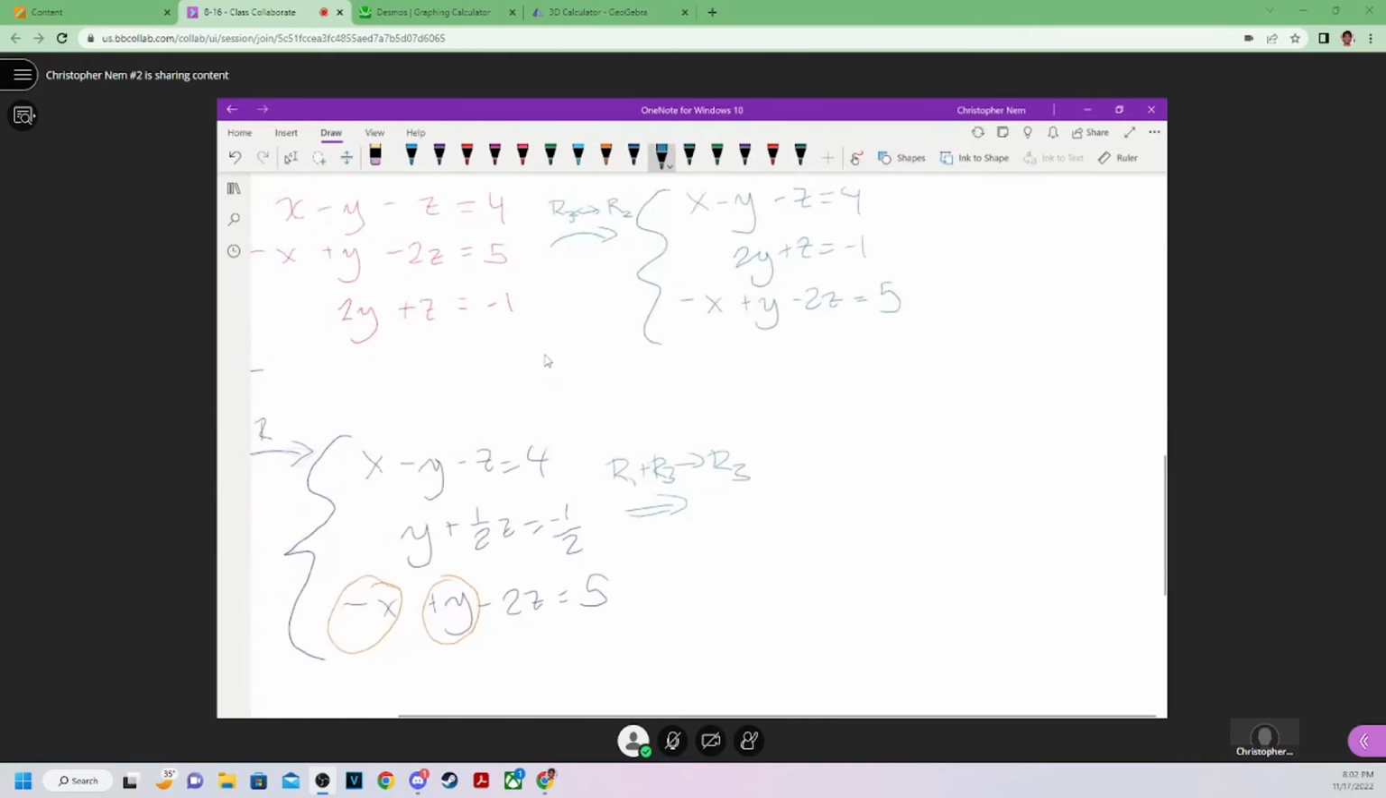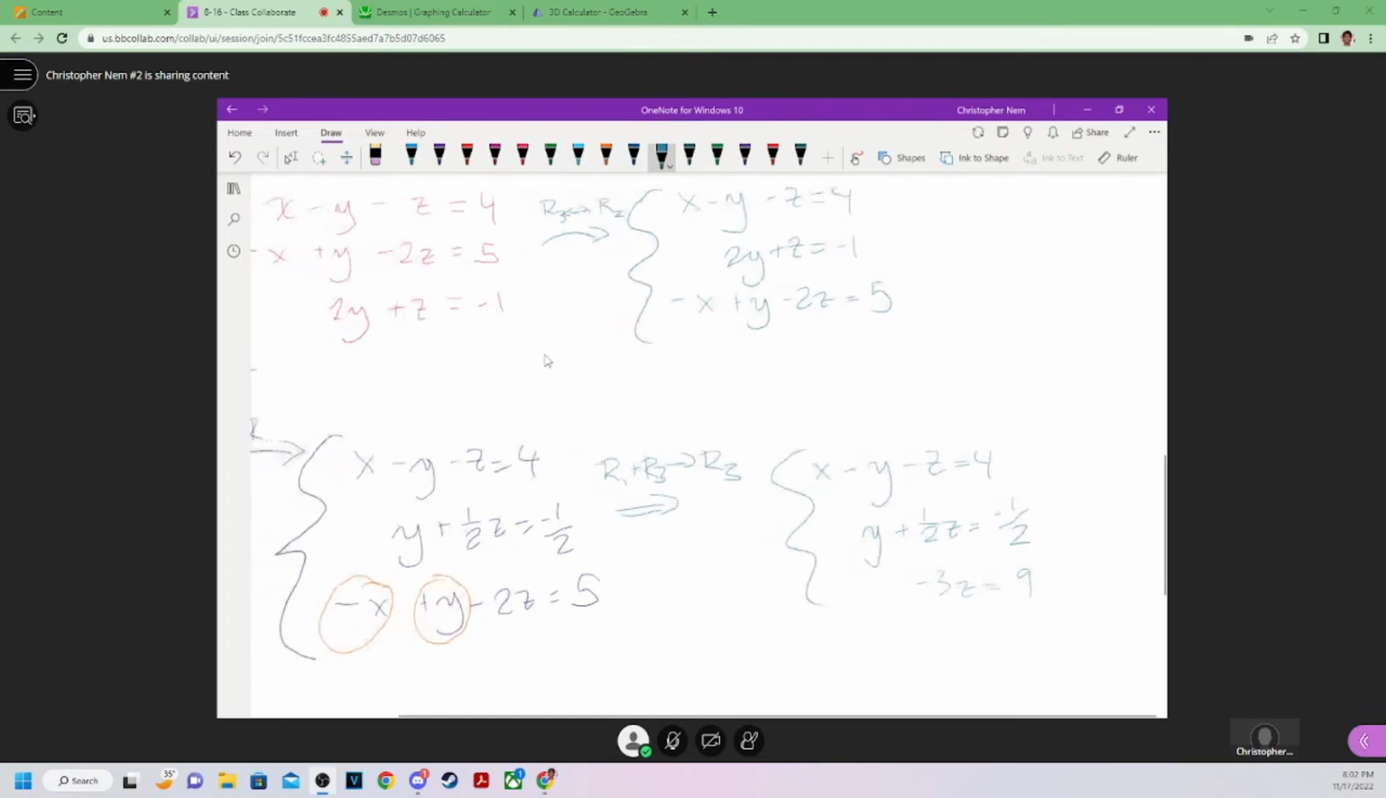If I do that, I have x minus y minus z equals 4. The second equation stays the exact same as well. y plus 1/2 z equals negative 1/2. And in the third equation now, the x's are deleted. x plus negative x, that's gone. Negative y plus positive y, that's also gone. Then negative z plus negative 2z, that's negative 3z. So we were very lucky that the y's got deleted as well. Equals 9. I'm almost done.